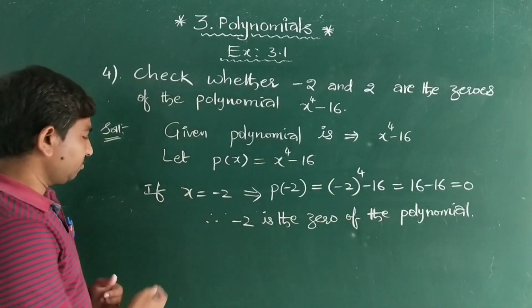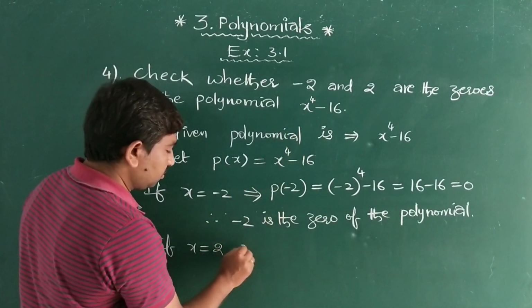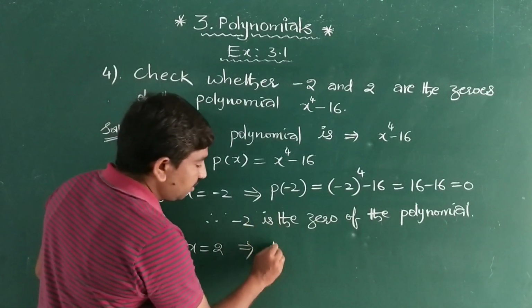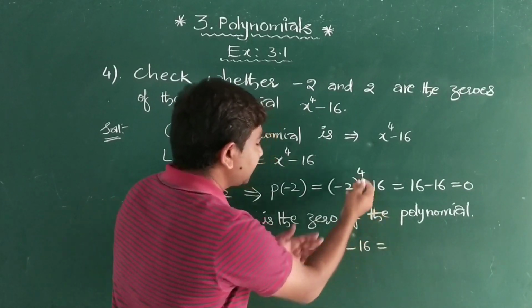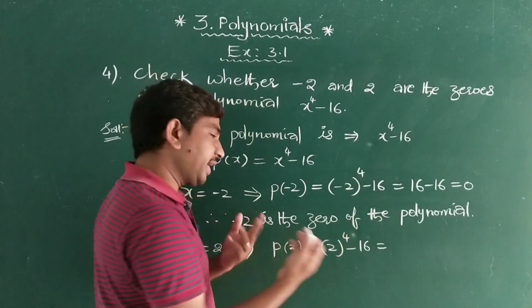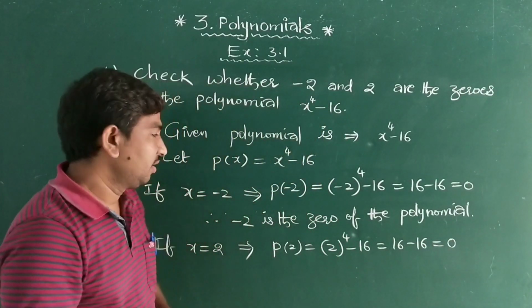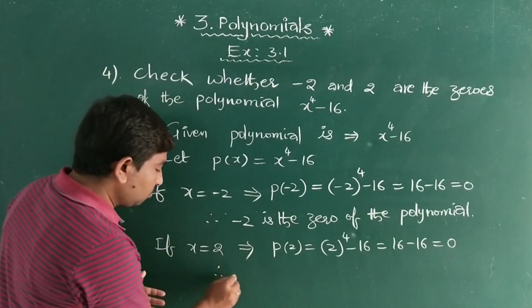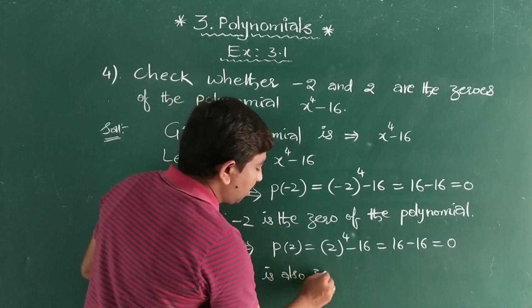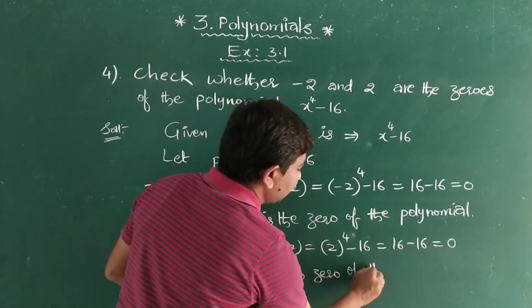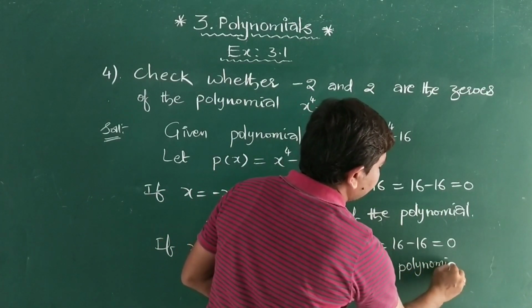Okay, now let us see what if x is equal to 2. Let p of 2 be equal to 2 power 4 minus 16. Substitute x with 2. So 2 power 4 means again 16. 16 minus 16 is equal to what? Again we are getting 0. Therefore 2 is also a zero of the polynomial.